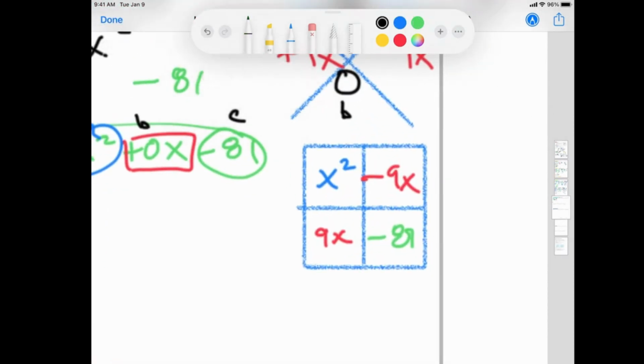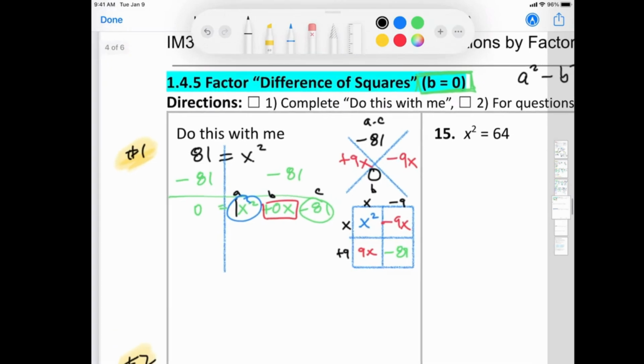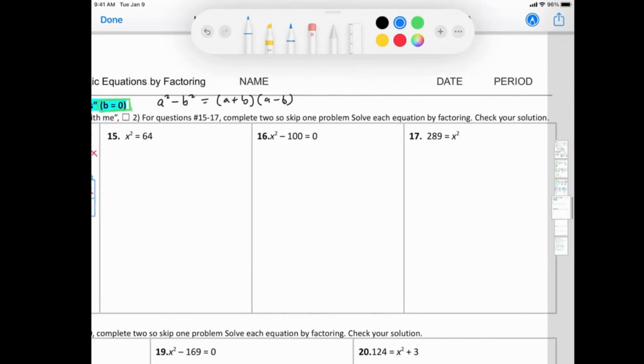And then if you finish this up, take out the greatest common factor of the first top row here, that would be x. This one would be a positive 9. Greatest common factor of this column would be x, and this one would be negative 9. And so you would have x plus 9 and x minus 9. And we're doing the same thing here.